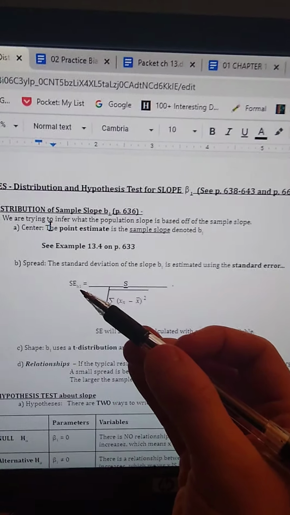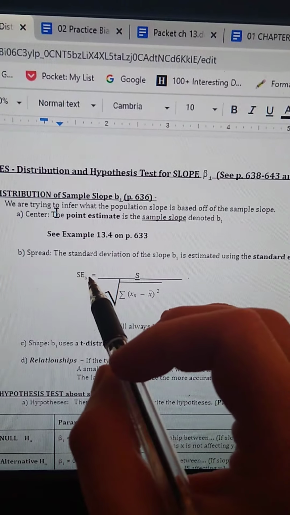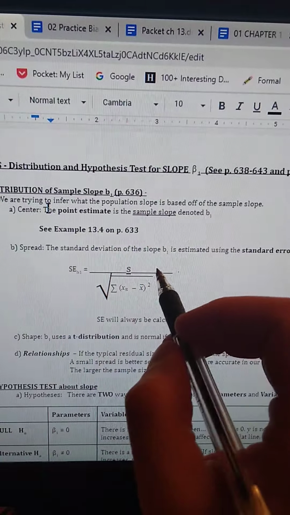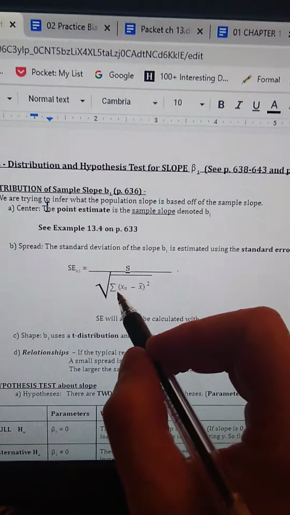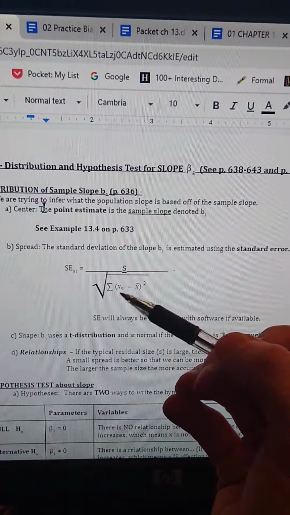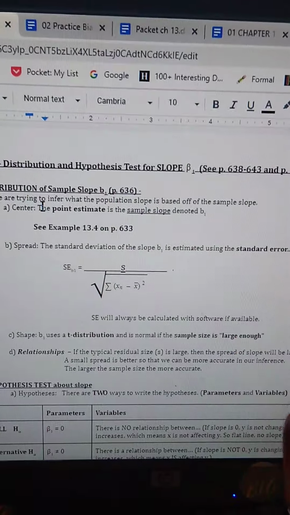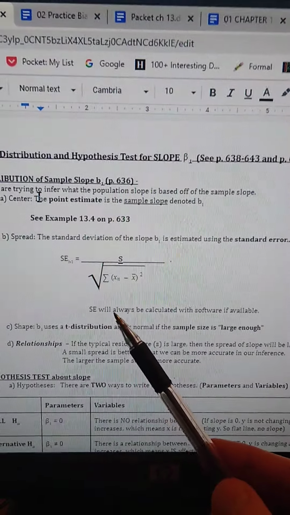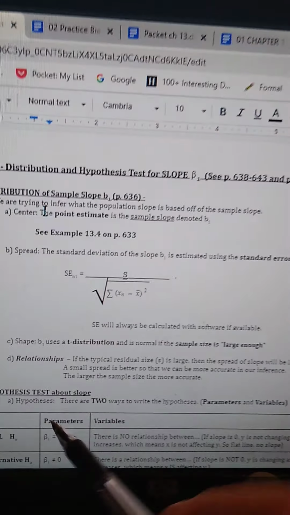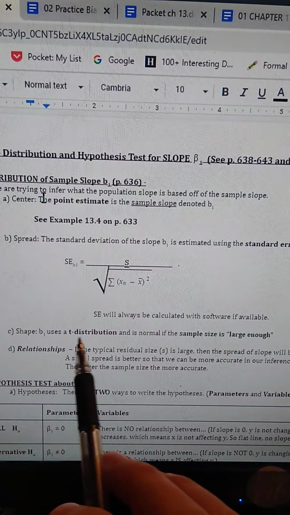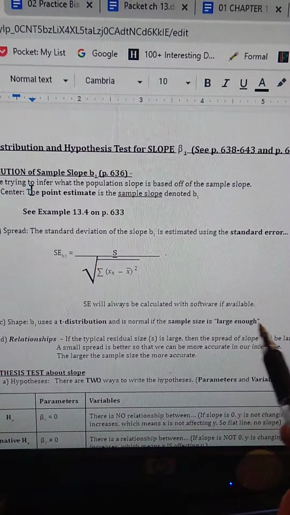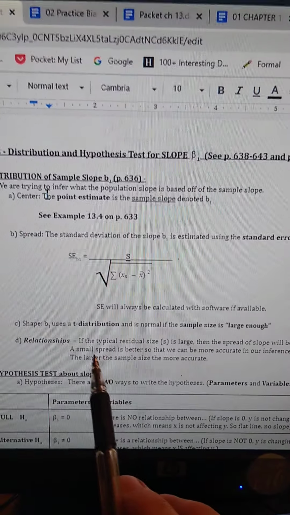SE sub B sub 1 is the slope standard error. It takes the typical residual size S and divides by this formula, the square root of the summation of each x minus the mean of x squared. This isn't too terribly difficult to calculate, but we are not required to in this class. So SE will be given to you or will be calculated using software. Okay. The shape of a sample slope is a T distribution, and it will be normal if the sample size is large enough.